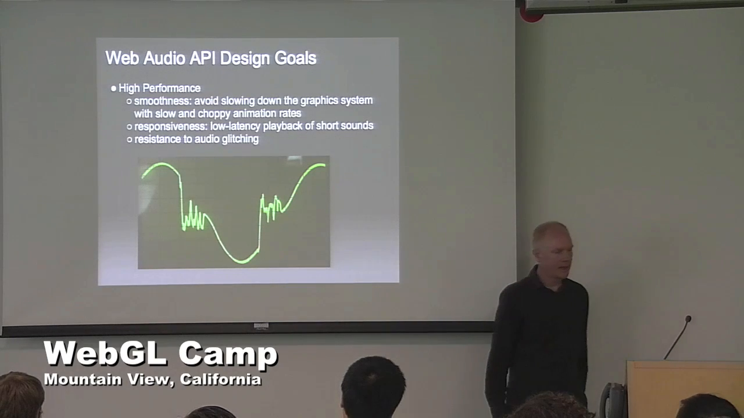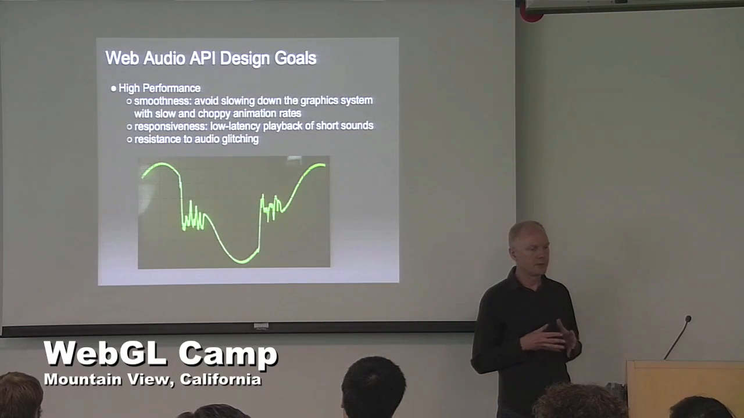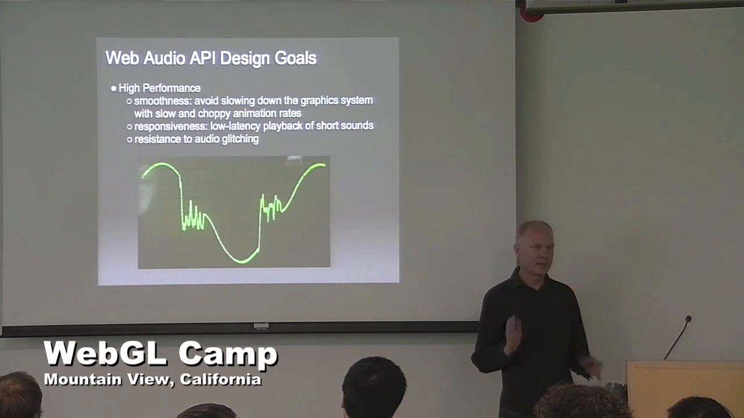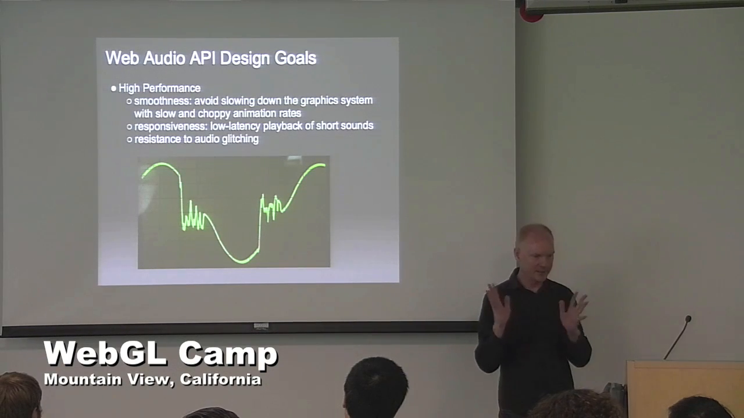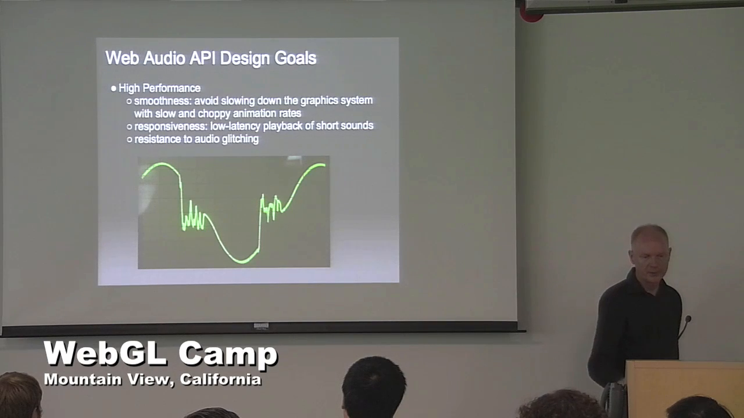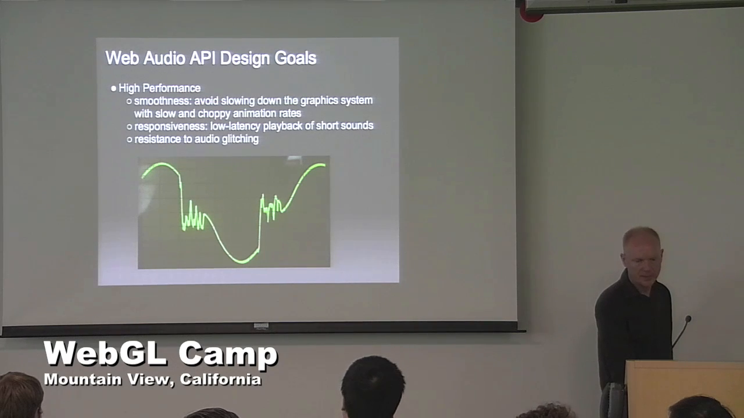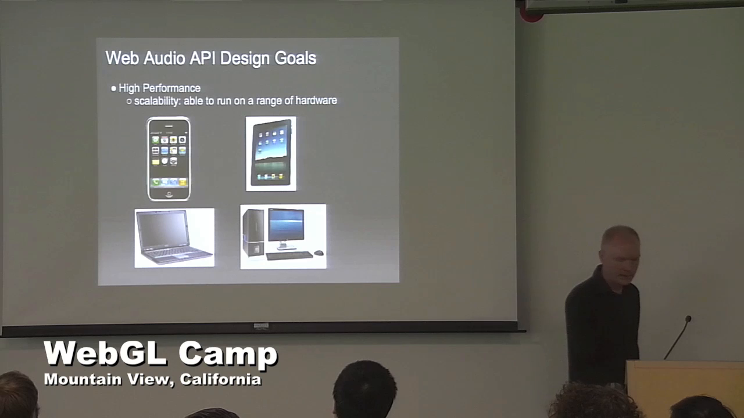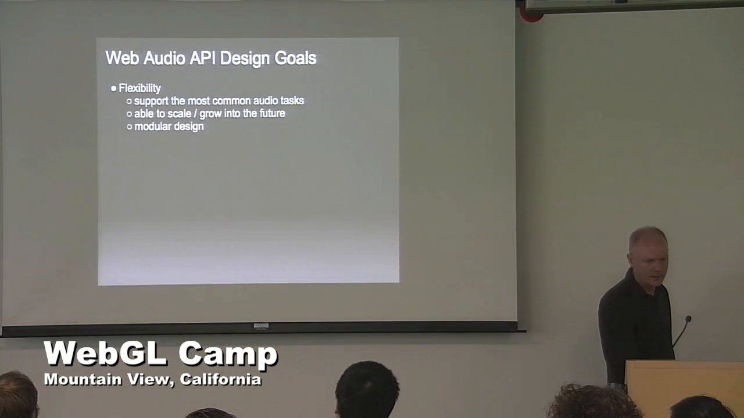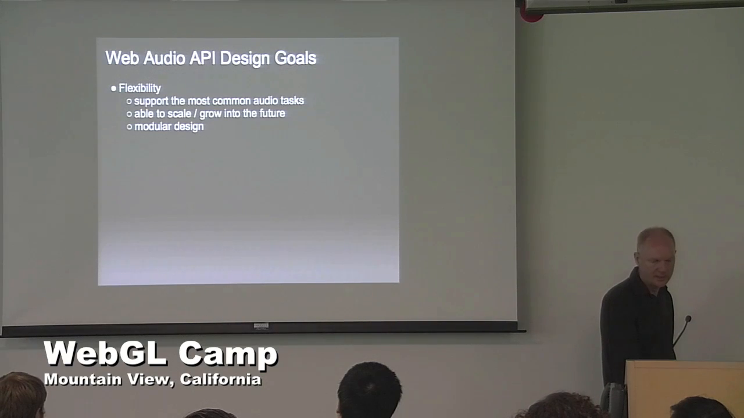Another thing is performance. Being able to render very complex audio scenes without causing problems with frame rate in the graphics. You don't want the graphics to slow down because you're doing a lot with the audio. It should also be responsive, like I said, responding to playback of sounds on a really short moment's notice by pressing a key or mouse click. It should be scalable, running on a variety of different hardware from really low end to high end. It should be modular, able to grow in the future. So these are the design goals that I've put into this API.